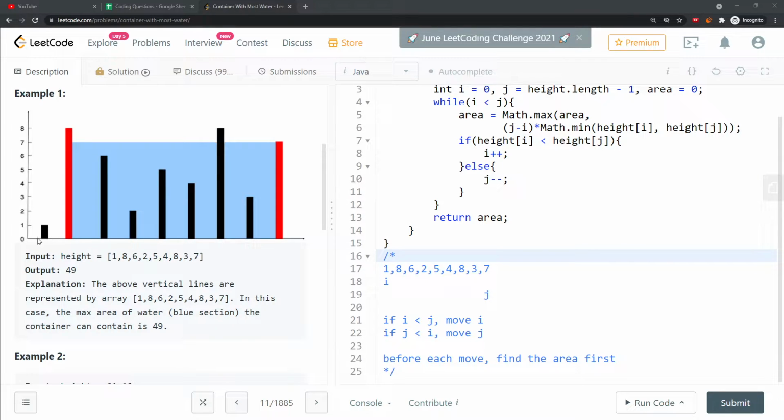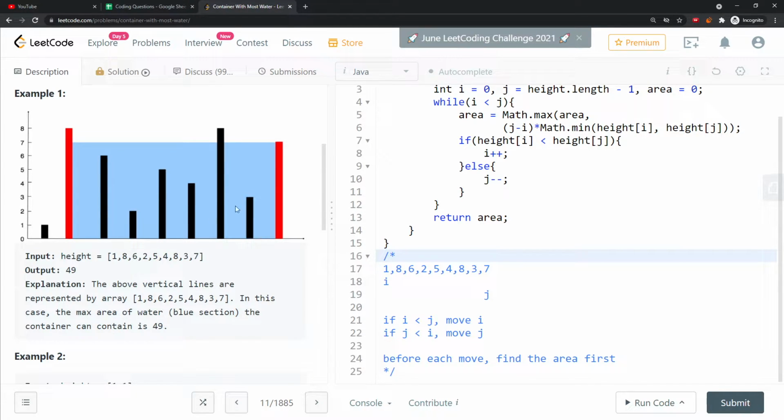If I have 1 and 8, the area is 1. And how do I know the base? Index 0 is 1, index 1 is 8, so the base is just the index at this position minus the index at this position. And the height is the minimum between the two lines. So for 1 and 8, you definitely pick 1 instead of 8, otherwise the water will leak.